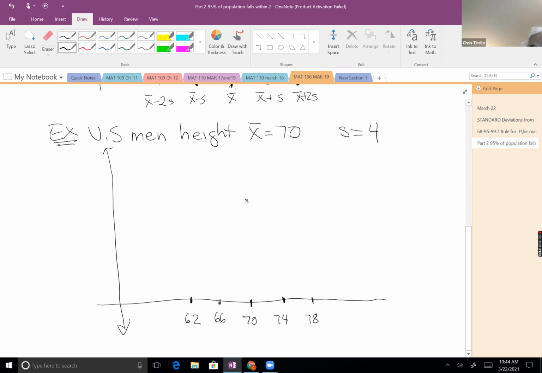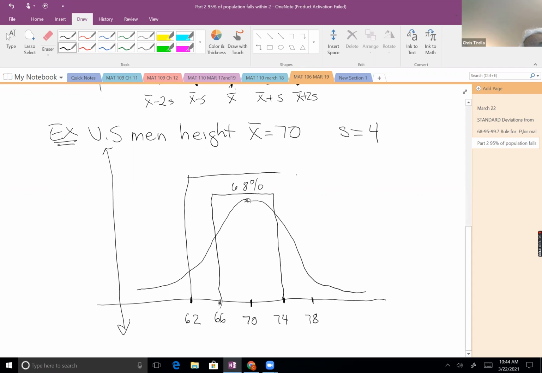That 70 is going to be my highest spot. And I'm going to kind of make a smooth curve going down from there on both sides. We already stated that 1 standard deviation away is 68% of the population. 2 standard deviations away will be 95%.